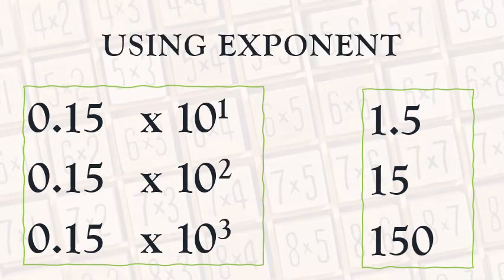The same goes in using exponent. 10 to the first power means only 10. 10 to the second power means 10 times 10, which is 100. 10 to the third power means 10 times 10 times 10, which is 1000. The number of exponent is the number of movement to the right.